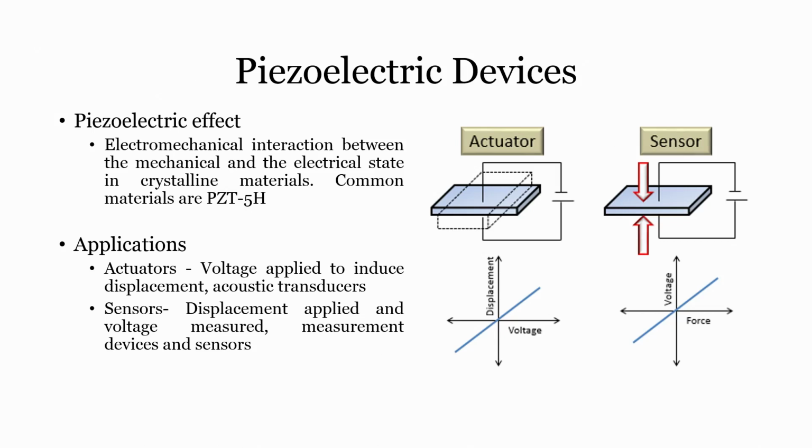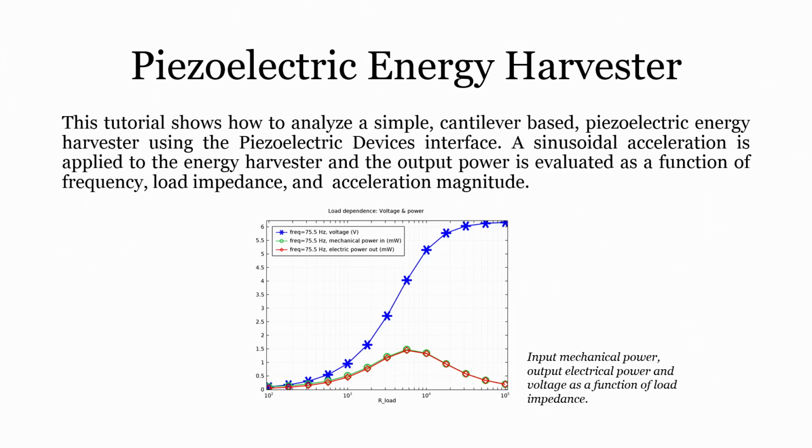Now, when you talk about the piezoelectric effect, this is the electromechanical interaction between the mechanical state and the electrical state in crystalline materials. You know that when I apply a pressure on a piezoelectric material, there is a change in the voltage. Right. There can be many applications of piezoelectric material. For example, it can be used as an actuator for understanding the displacement, in terms of an acoustic transducer. It can be used as a sensor for measurement of displacement and sensing. A lot of applications are there for piezoelectric material.